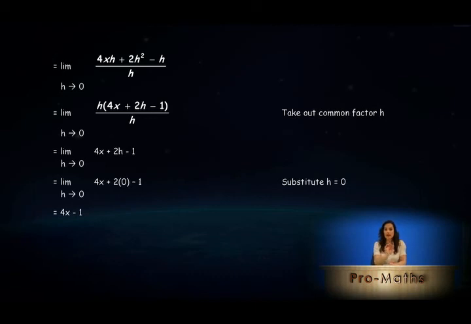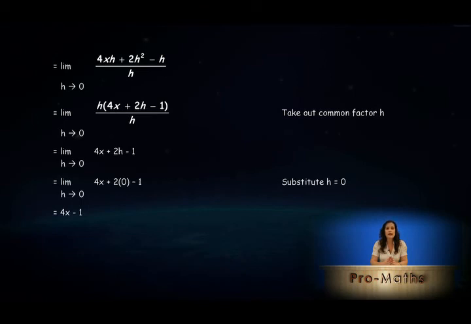The next step that we're going to do in our first principles is then to take out a common factor on the top of h. So we take out h as a common factor, and I will then have h, open brackets, 4x plus 2h minus 1, the whole thing over h. And please notice on the left-hand side, I've still got the limits as h approaches 0 all the way through. My h that was my common factor, I can now cancel with my denominator. So I'm left with 4x plus 2h plus minus 1.